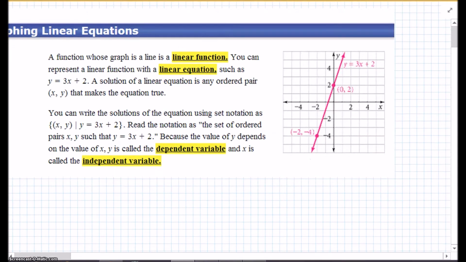Okay, objective 1, graphing linear equations. A function whose graph is a line is called a linear function. You can represent a linear function with a linear equation, such as y equals 3x plus 2. A solution of a linear equation is any ordered pair (x, y) that makes that equation true. You can write the solutions using set notation as {(x, y) | y = 3x + 2}, and read it as the set of ordered pairs (x, y) such that y equals 3x plus 2. Because the values of y depend on the value of x, y is called the dependent variable and x is called the independent variable.